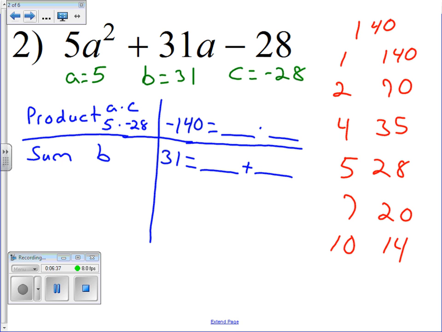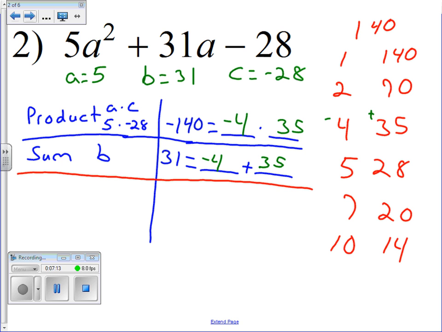And if I go through 4 and 35, if I subtract that, I will get a 31. So if I make 35 positive, 4 negative, I have positive 31. If I multiply them, I get negative 140. So here, the next step, again, is not the same as when A was 1. We have to do this next step, which is rewriting and then grouping.